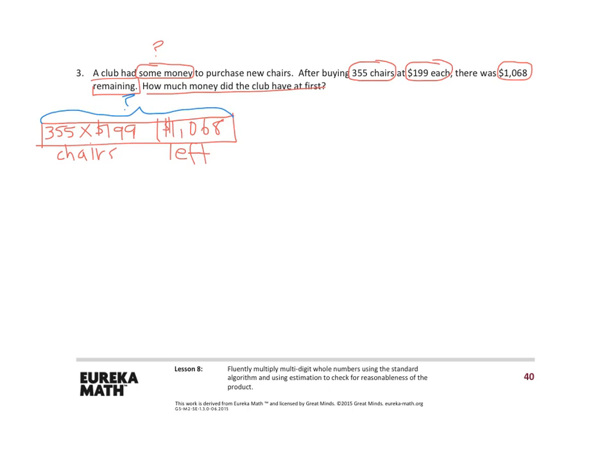So we're going to need to first figure out how much the chairs cost. We do know that there were 355 chairs that they bought, and they bought each of them at $199. So we can multiply and set it up like this. This would give us a clue that 199 has 3 partial products because it has 3 digits.